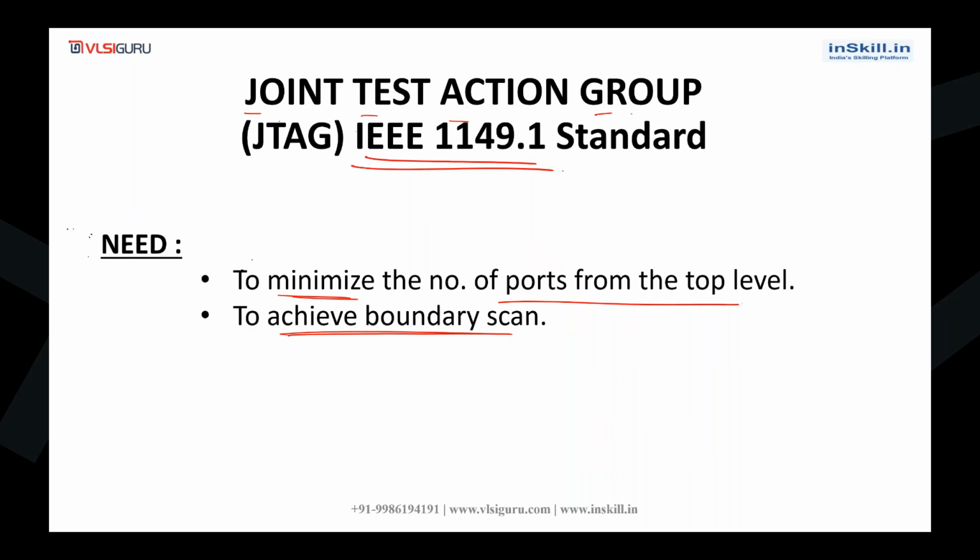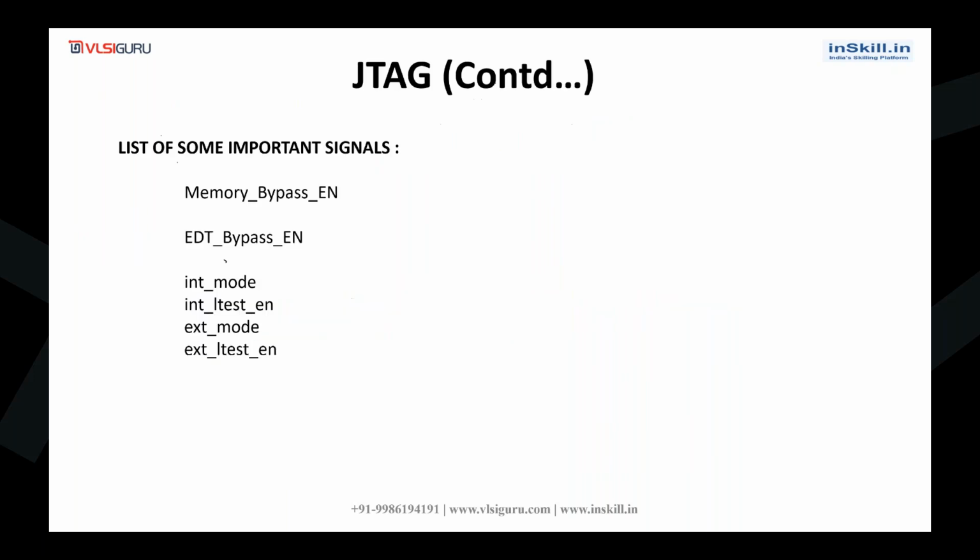Let's try to understand how, with the help of JTAG, we are able to minimize the number of ports from the top level. Here I have kept a list of some important signals: memory bypass enable, EDT bypass enable, int mode, X mode, intest enable, extest enable, and so on. These are some five to six important signals. There will be many more signals like these.